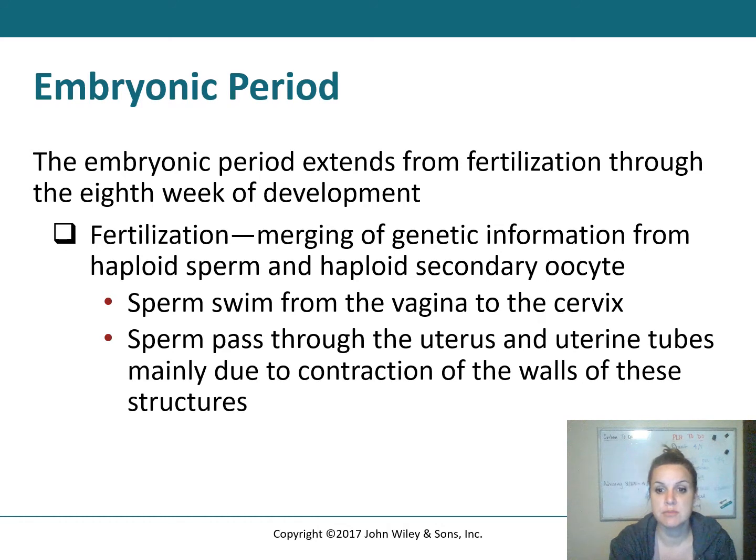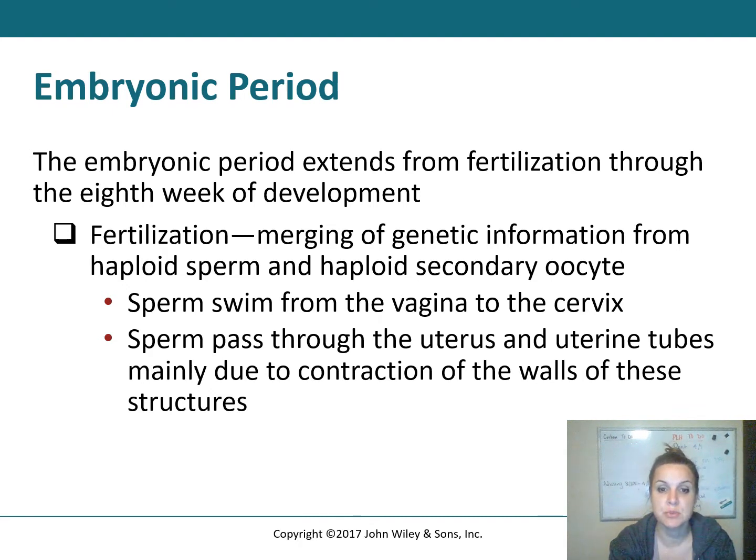Fertilization means that the genetic information from the haploid sperm and haploid secondary oocyte merge. What do I mean by haploid? That means you have half the genetic material of a diploid cell. Diploid cells are most of your somatic cells, whereas your germ cells or your reproductive cells are haploid.